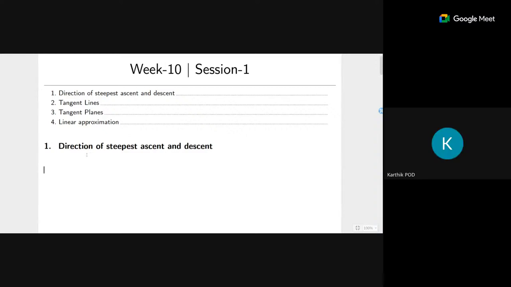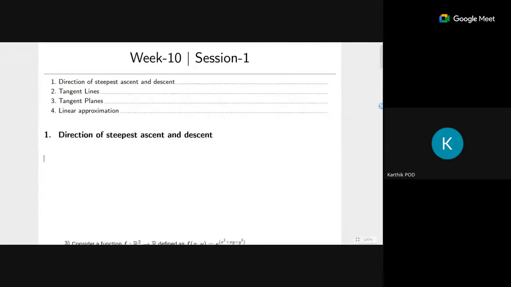Okay, so we will continue this study of multivariable calculus. What we have done so far is to understand limits of multivariable functions, continuity, and the idea of partial derivatives, which led to the idea of a gradient of a function. And then we also studied the directional derivative. That's about what we have till week 9.